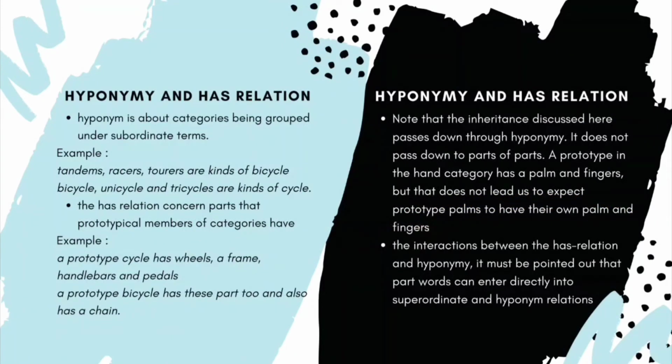A final point about the interaction between the has relation and hyponymy: it must be pointed out that part words can enter directly into superordinate and hyponym relations. Wrists, knuckles, knees, and ankles are hyponyms of the superordinate joint. Limb is a superordinate for arm and leg. Lid is a hyponym of top. It is the top of a container.